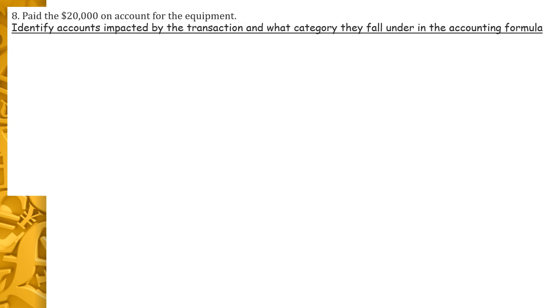Now we paid the $20,000 on account for the equipment. Now remember, don't try to do this twice. Sometimes what people do is they try to do cash and equipment. No, you don't do that. What you want to do is take the accounts payable off the books. You want to reduce accounts payable because now you don't owe the money anymore, but you also have to reduce the cash.